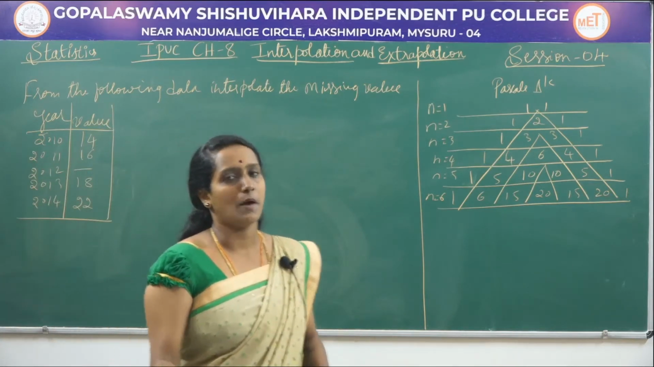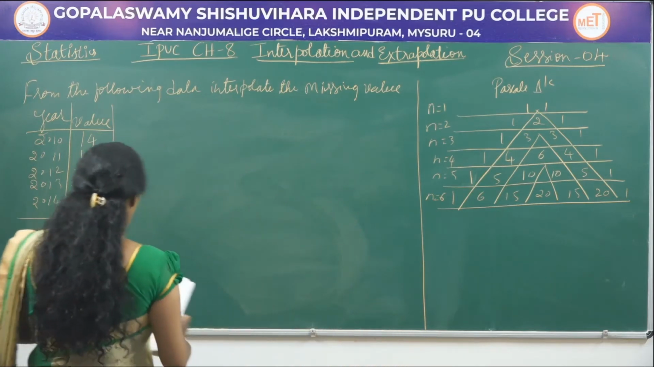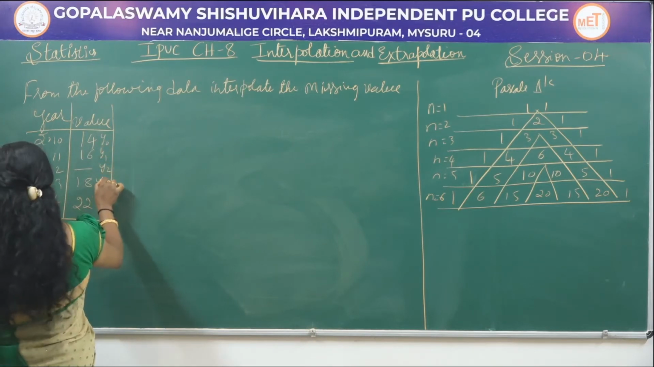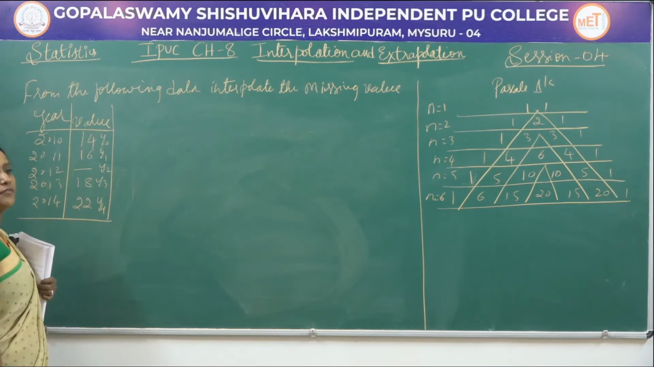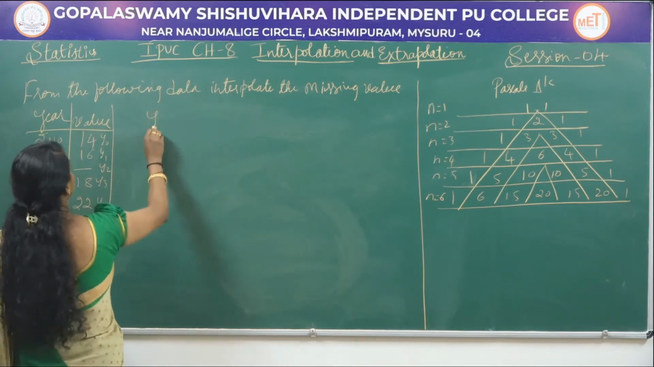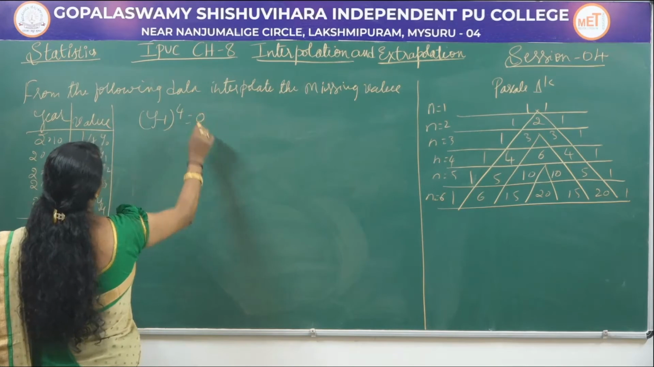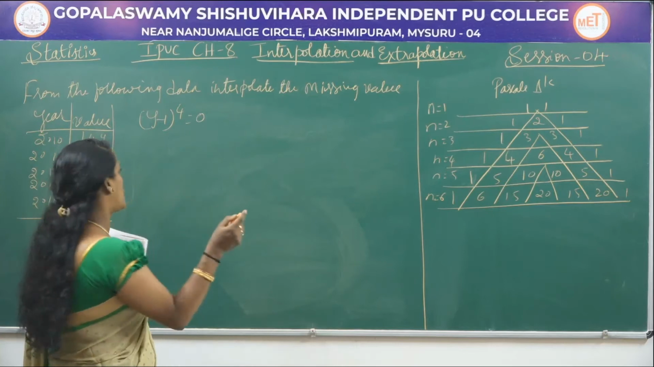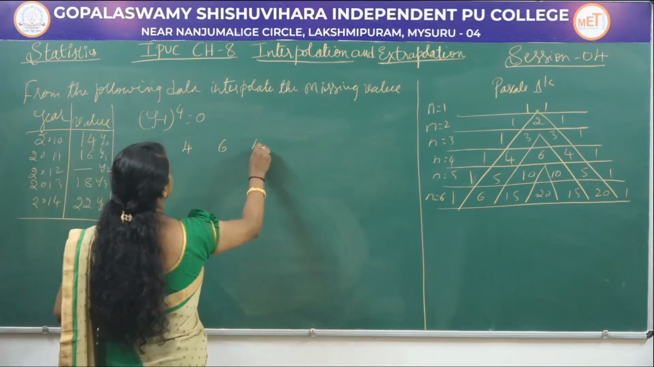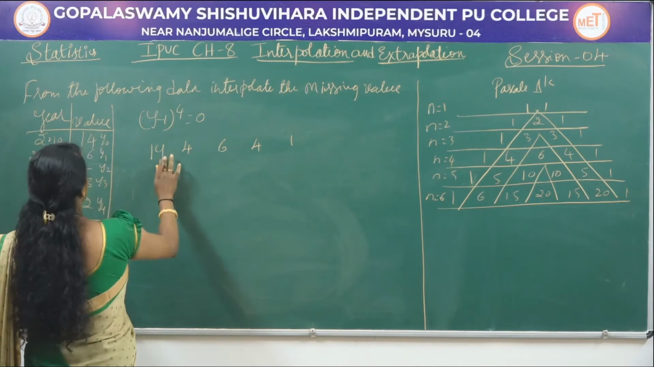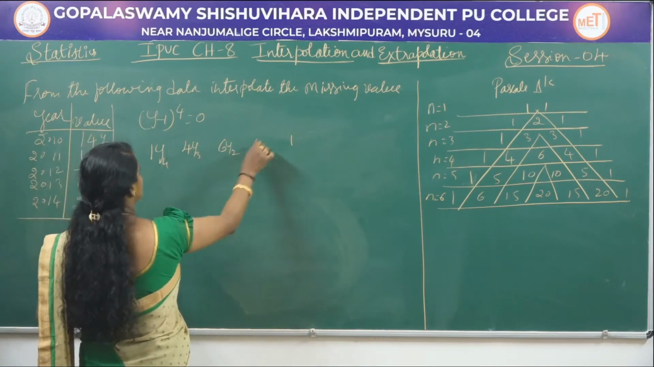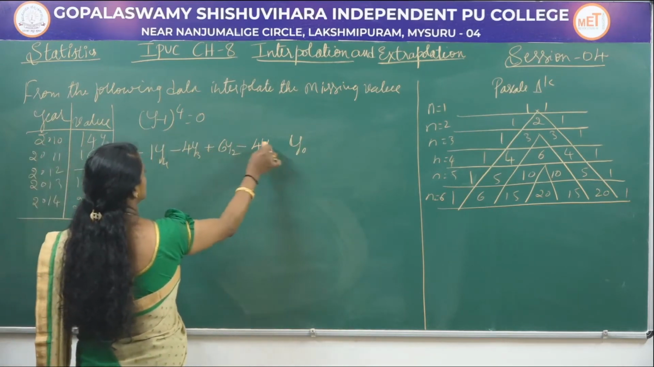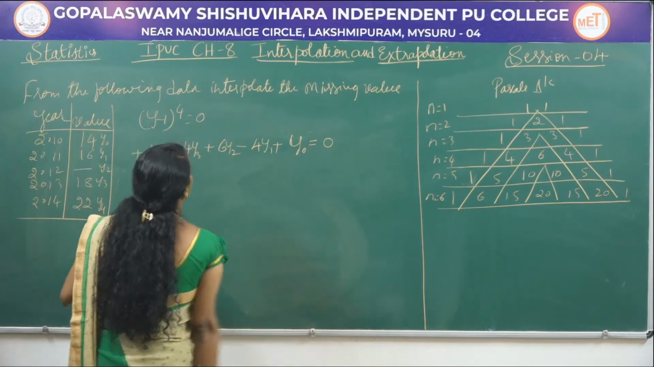First denote these values as y. So it is y0, y1, y2, y3 and y4. Till y4 we have, so expand (y minus 1) to the power 4 is equal to 0. For n is equal to 4, in Pascal's triangle the coefficients are 1, 4, 6, 4, 1. It is y4, y3, y2, y1, y0. Next write down the alternating signs plus, minus, plus. Lastly equate this to 0.